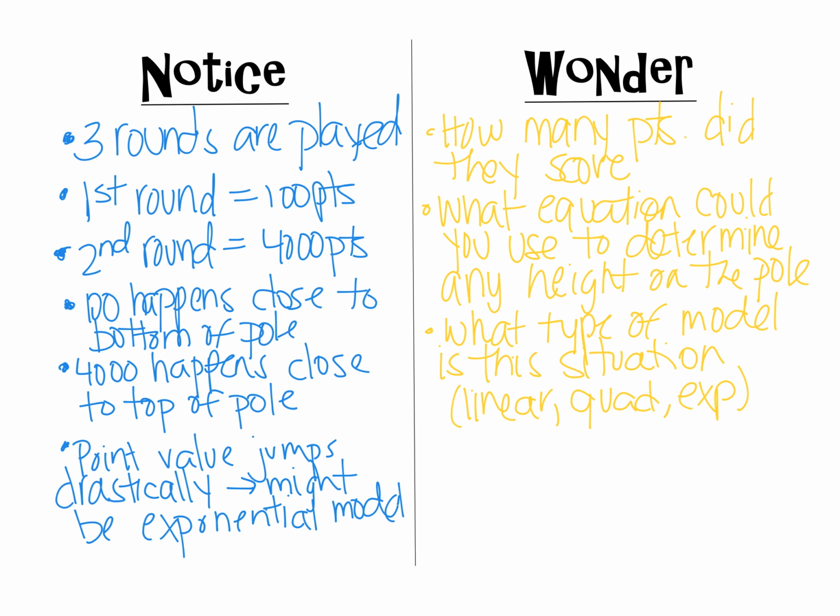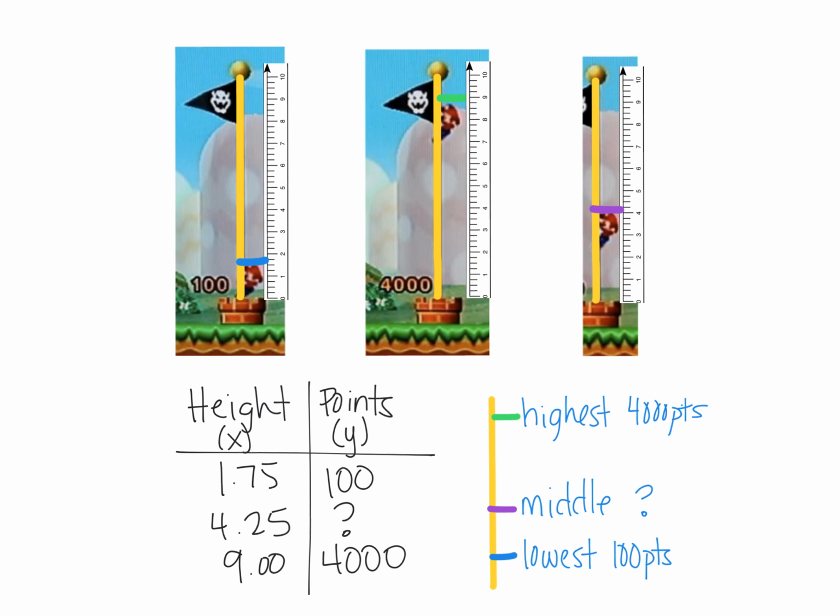Questions that we wonder: how many points did they score in round 3? What equation could be used to determine any height on the pole? And what type of model is this situation, linear, exponential, or quadratic? Okay, then we're going to go into the next slide, which has Act 2.